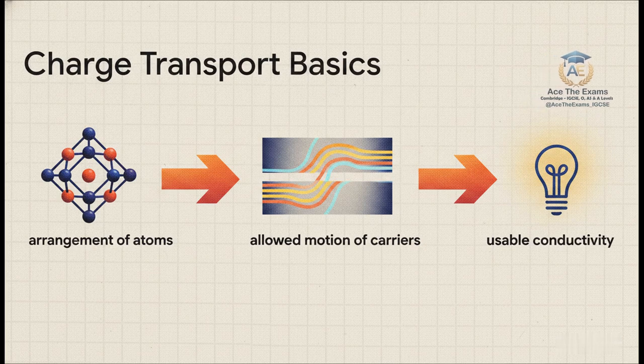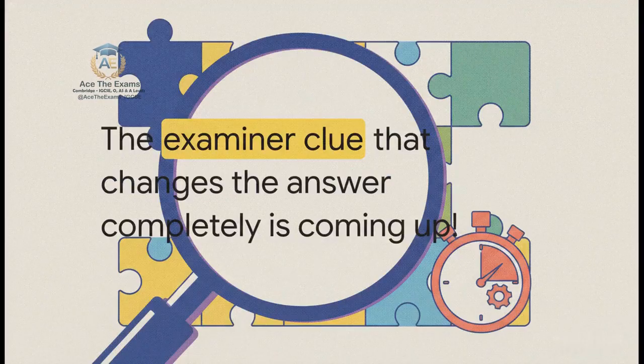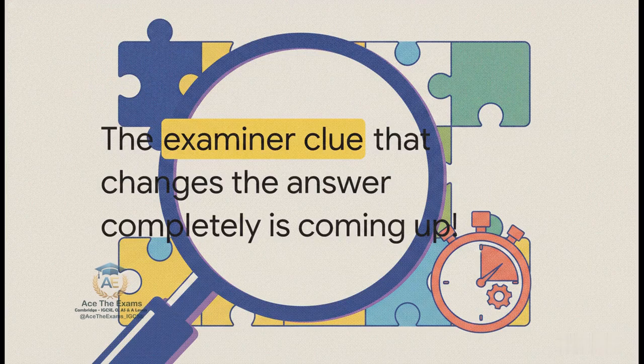Which brings us to the basics of charge transport. The properties of a material emerge directly from how its atoms are arranged and bonded. This arrangement dictates the allowed motion of charge carriers and the energy structure of the material, and that ultimately results in usable conductivity. A strong exam answer is always going to link a new term, like charge transport, to a measurable or observable property. Now, in a moment, I'll show you the examiner clue that changes the answer completely. But first, you need the framework that makes that clue obvious. Hang on to that thought, because without this next piece of the puzzle, that clue is going to slip right past you under exam pressure.